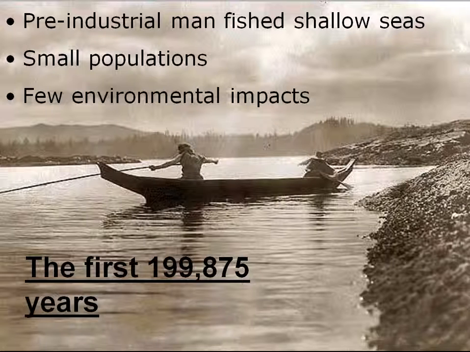The first 199,875 years before the Industrial Revolution, we fished with little boats, spears, nets made of flax, and we were close to the shore. We didn't go very far offshore and do much fishing. Populations were small, and there were very few environmental impacts. Everything we were fishing with was made out of wood or flax or totally environmental or totally biodegradable materials.